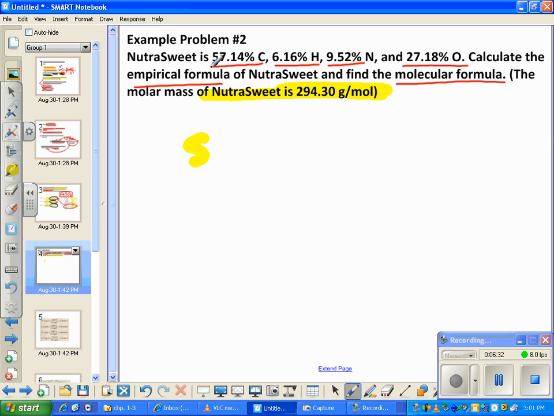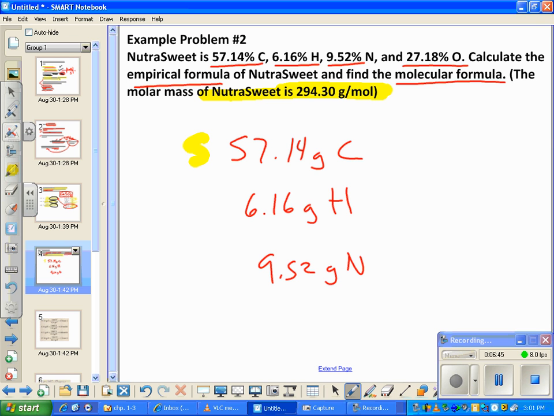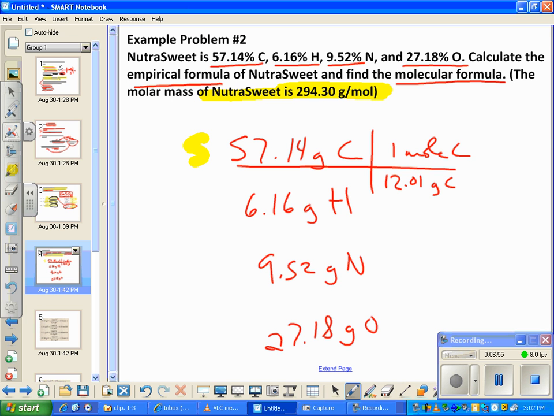Well, first step in the empirical formula is I change percent to grams, which means when I go to do this, I'm going to have 57.14 grams of carbon right there, 6.16 grams of hydrogen, 9.52 grams of nitrogen, and 27.18 grams of oxygen. All I'm going to do in a grid is divide by the molar mass from the periodic table. That's all you're really doing.